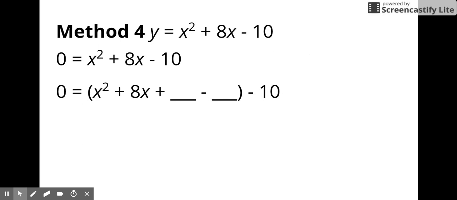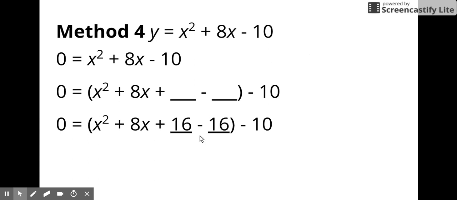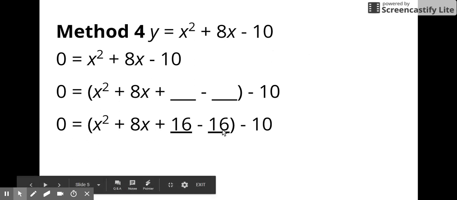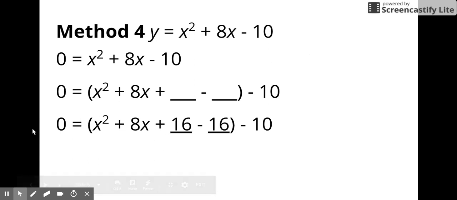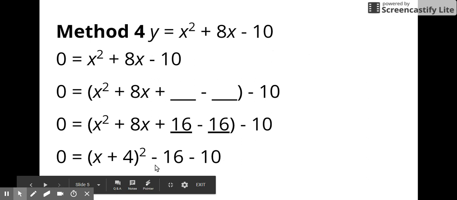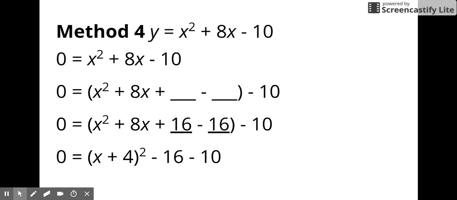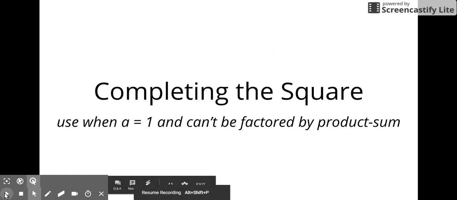We're just manipulating it to give us what we want. We already know that 1/2 of 8 is 4 and that 4 squared is 16, so we're going to add the 16 and subtract the 16 out. And now we can write the equation in our vertex form, x plus 4 squared minus 16 minus 10. And again, you can see that this is pretty much the same equation that we've gotten every time, and you would just solve this equation by the square root method now that you've completed the square.